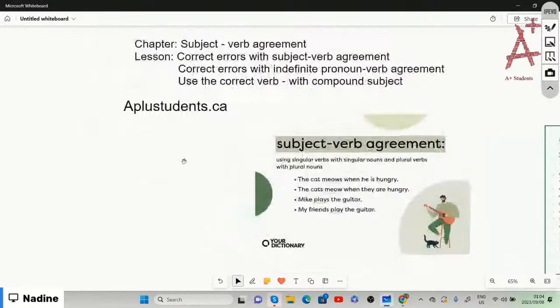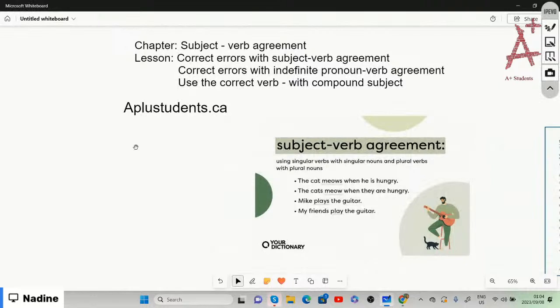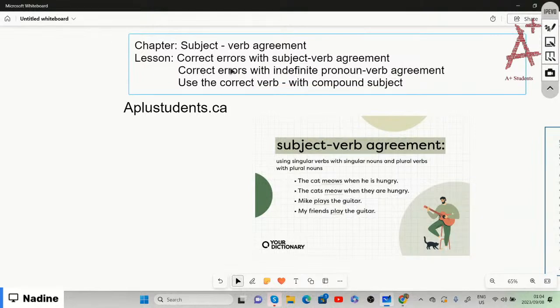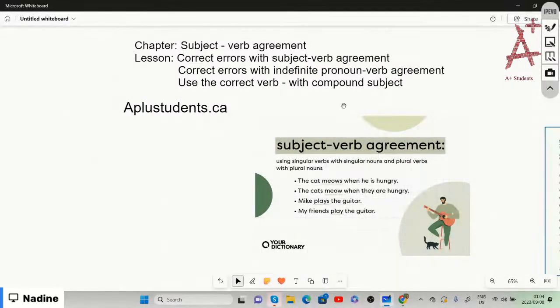And once we've selected the chapter of subject-verb agreement, our focus lessons are going to be to correct errors with subject-verb agreement, to correct errors with indefinite pronoun-verb agreement, and to use the correct verb with compound subject. And our chapter is subject-verb agreement.